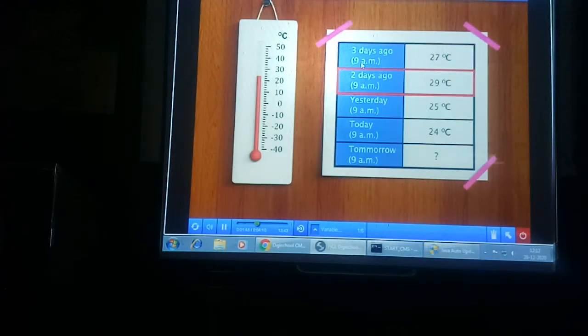The temperature varies every day as shown in the chart. As there is no pattern or trend in the temperatures recorded in previous days, it's difficult to predict tomorrow's temperature at 9 in the morning. If we want to represent the temperature tomorrow at 9 in the morning, we could use a variable such as T.